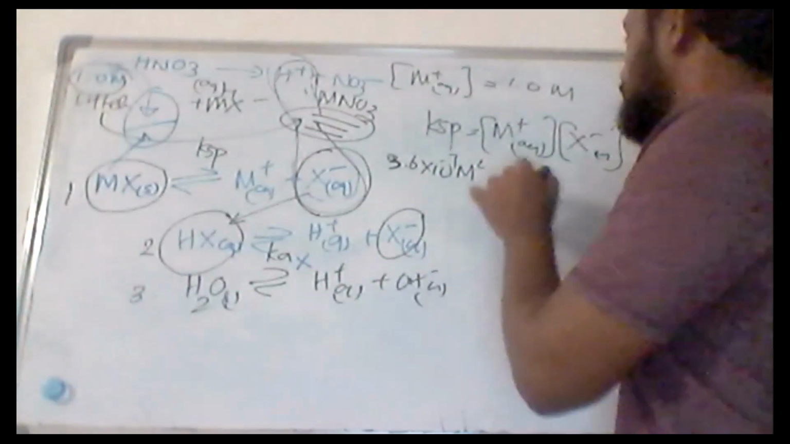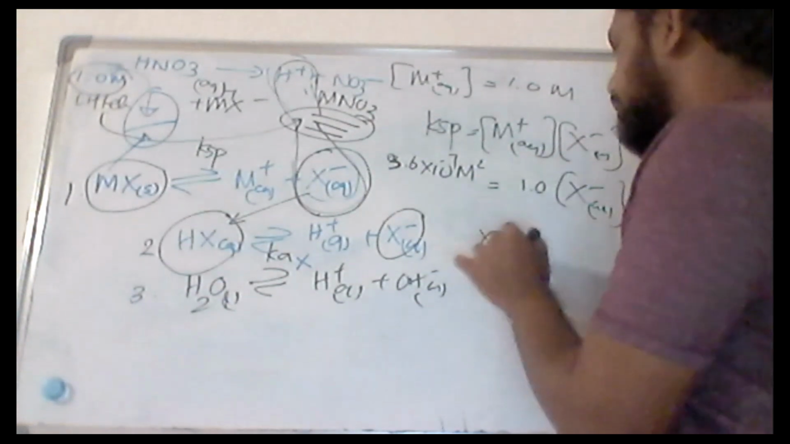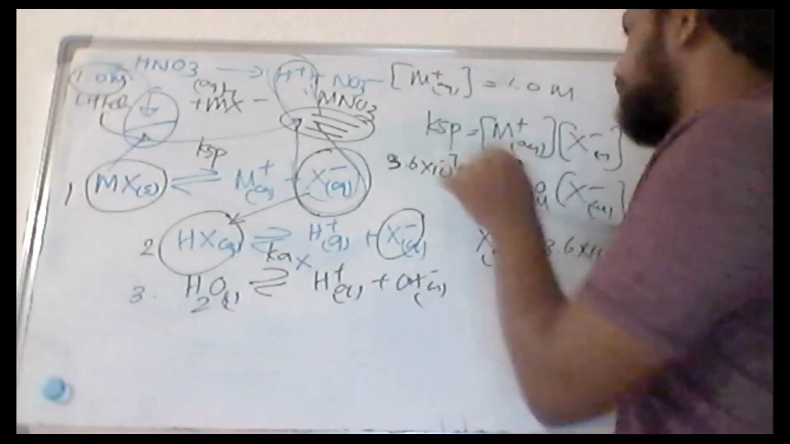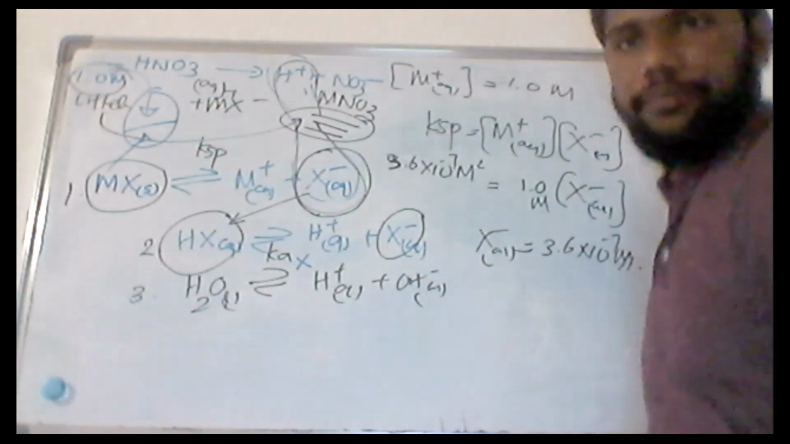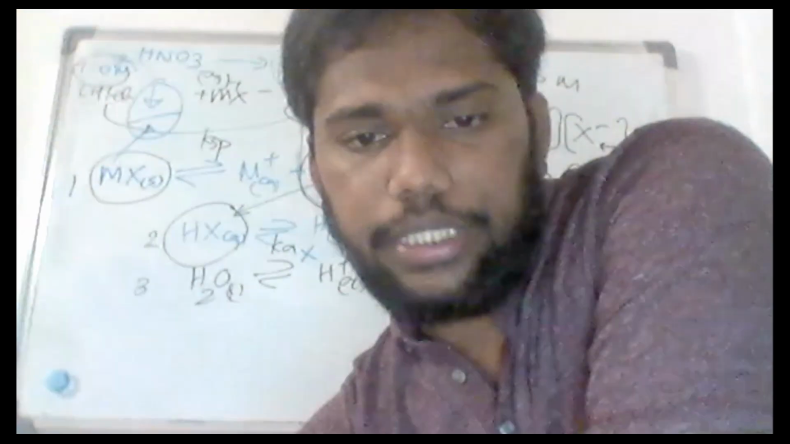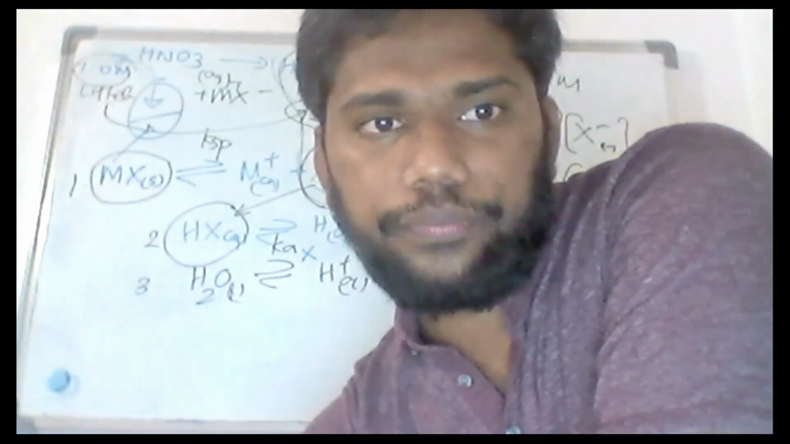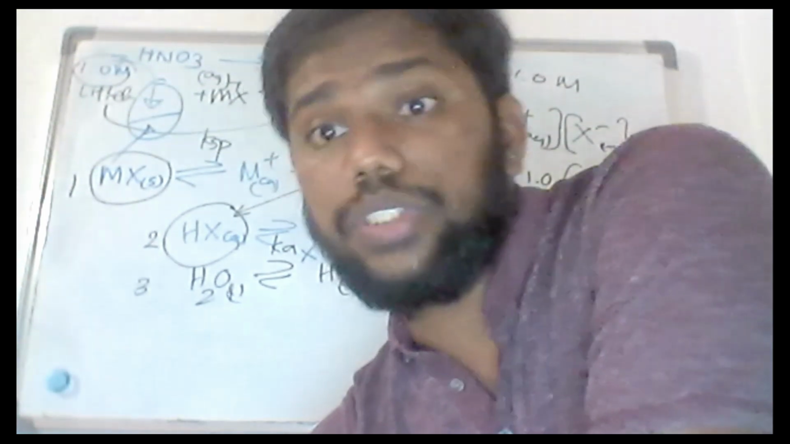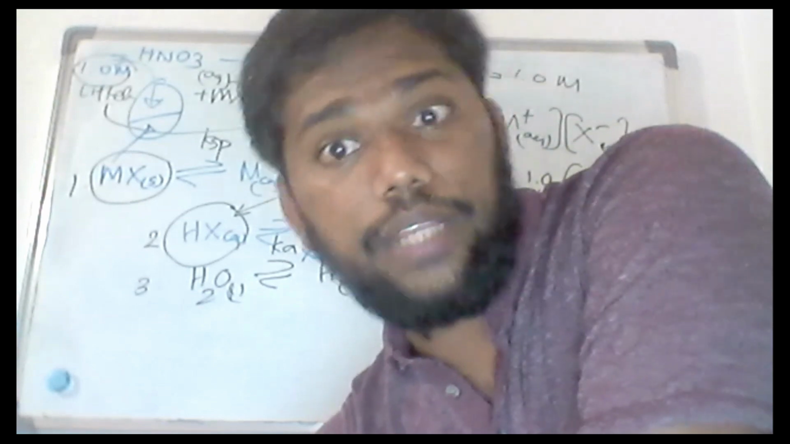So here you know this is 1 M, and you can find X minus aqueous concentration as the same 3.6, so you can put here the units, 10 to the power minus 7 M. It's very simple, right? So this is a typical explanation for this. And the next question is, giving reasons, explain whether X minus in a saturated aqueous solution of MX at 25 degrees is equal to, smaller than, or greater than the value obtained.